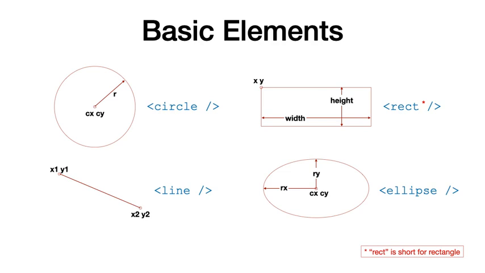Finally, another convenient shape is the ellipse. It's similar to a circle, but we have two radiuses that we can specify independently and give an oval shape, either this way or maybe like this way, right?